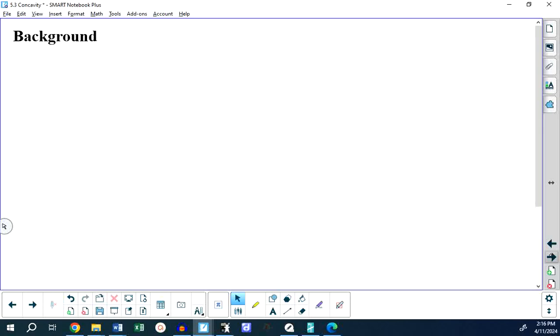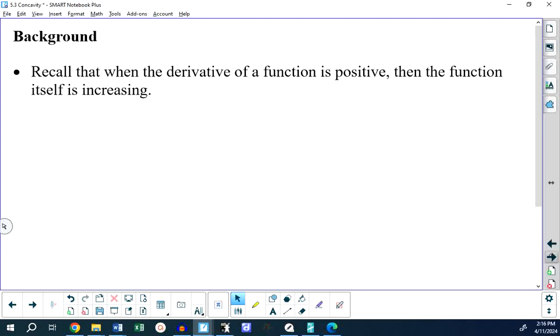So, a background of what's going on here. I have to find my little clicker. We're going to start off with talking about what the derivative of a function means in terms of what the function is doing. If the derivative of a function is positive, then the function is increasing. And I know that's probably obvious, but I want you to roll it around in your head for a second and think about that statement.